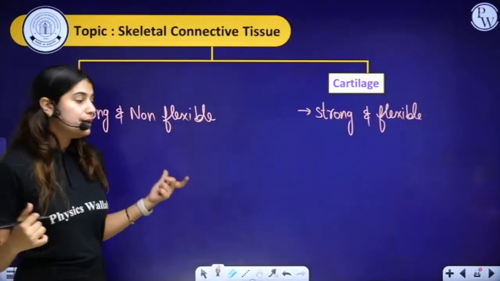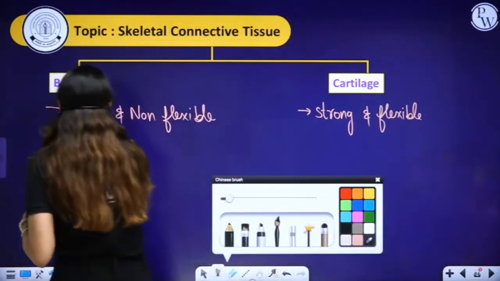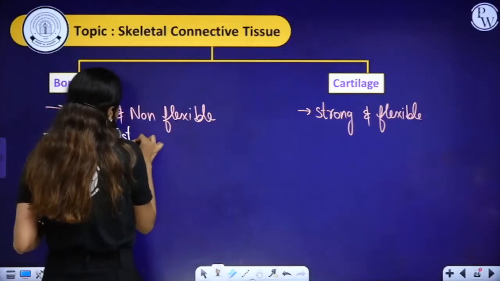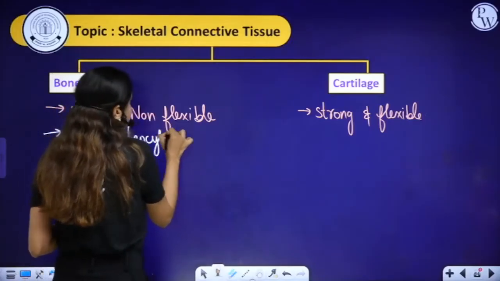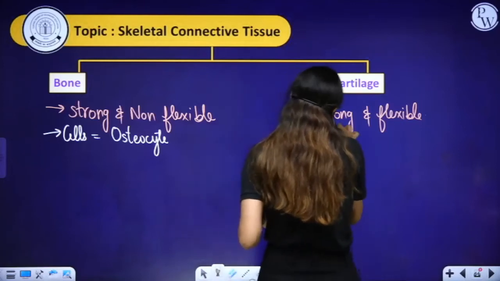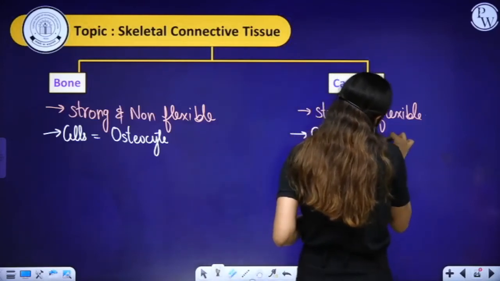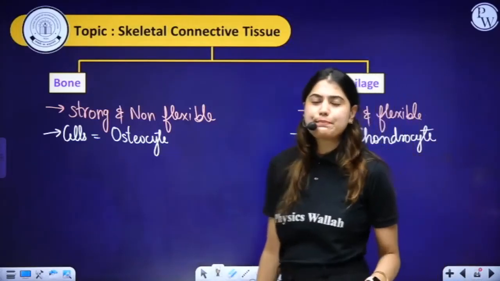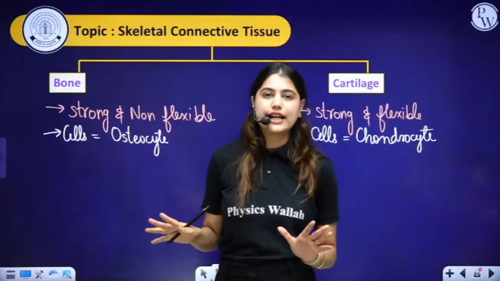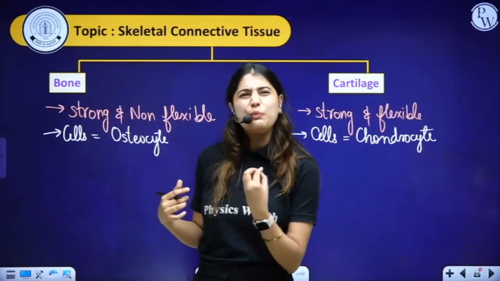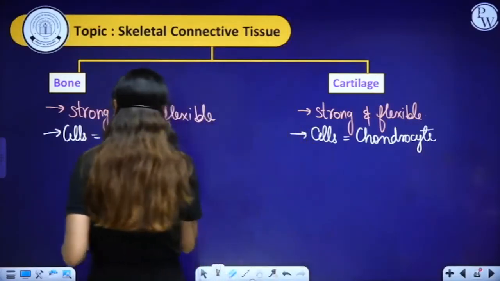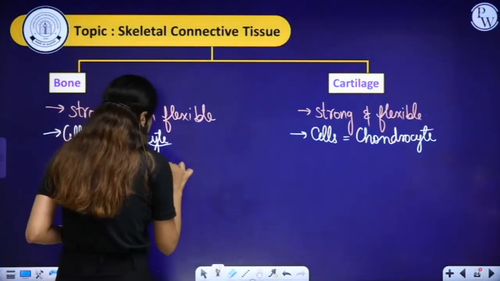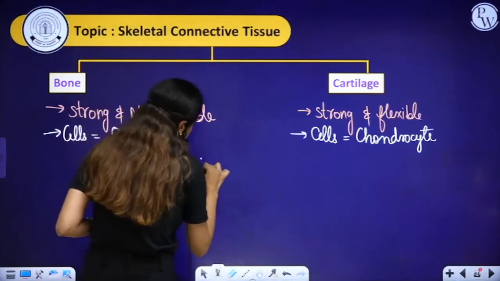The cells of the bones, they are called as osteocytes, and the cells of the cartilage are called as chondrocytes. Chondrocyte and osteocyte. Where are these cells present? They are present obviously in the matrix, right? And their matrix is going to be very much hard, very much strong, solid, right? So these cells, they are embedded in solid matrix.